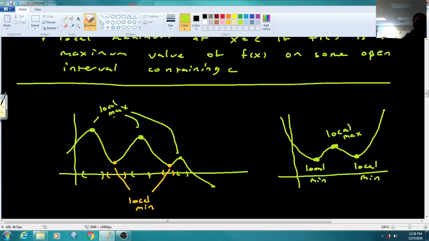So this is what that word local means. This point of this hill is not the biggest y value of the whole function. This little bottom of this trough down here is not the smallest y value of the function. But locally, if you just look at a small interval, this is the biggest y value of that interval, and that's the smallest y value of that interval. If you look at where these points turn around and create these little hills and troughs, those correspond to local maxes and local mins.